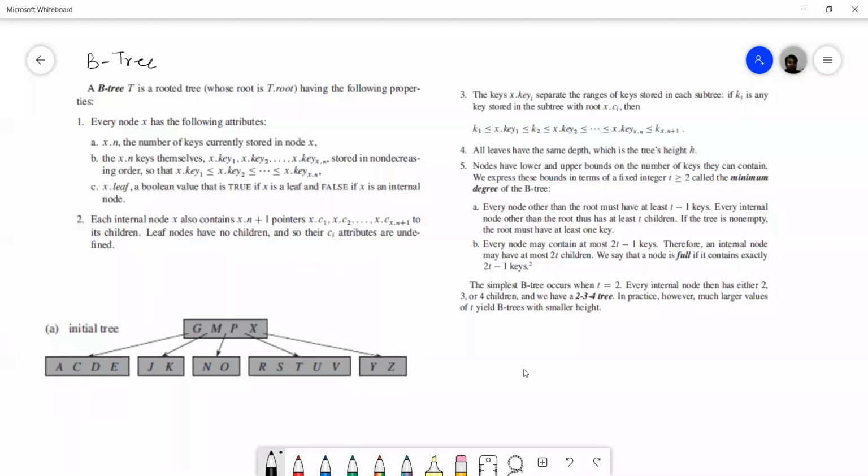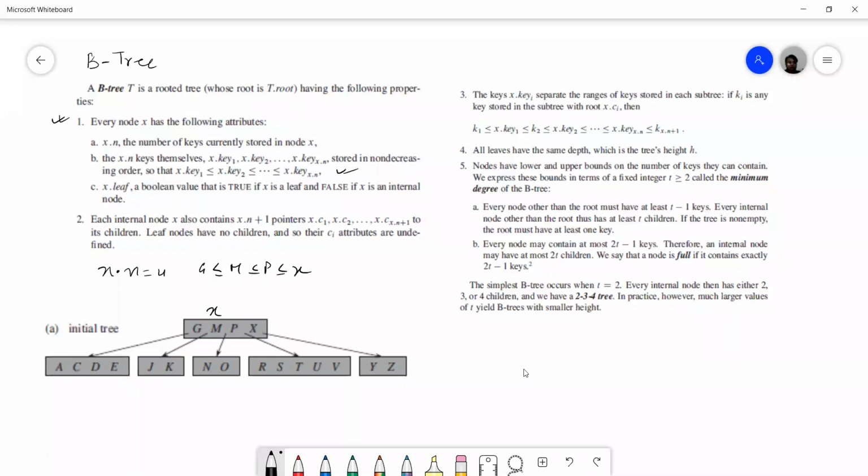So property, this point one we are discussing now. Suppose this is the node X. It contains the following attributes. First, the number of keys: here the value of x dot n is equal to 4, because it has 4 keys. Then all the keys are arranged in ascending order. N keys are there: G is less than or equal to M, less than or equal to P, less than or equal to X.